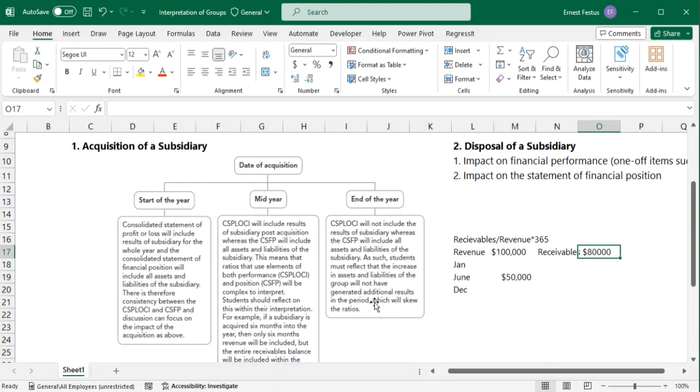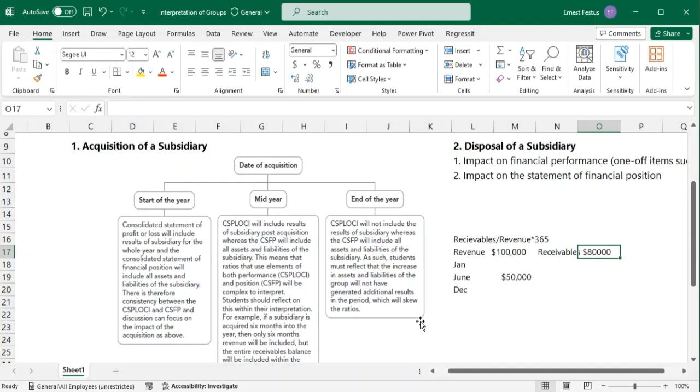picture of the group. And so when you are doing your analysis, all you have to do is to reflect these increases in the assets and liabilities and an exclusion of the results of the subsidiary at the end of the period. Else, if you go ahead and do your analysis as normal, it will give a false impression of the group, and that will make your analysis wrong. All right, so this is how you deal with the acquisition issues.